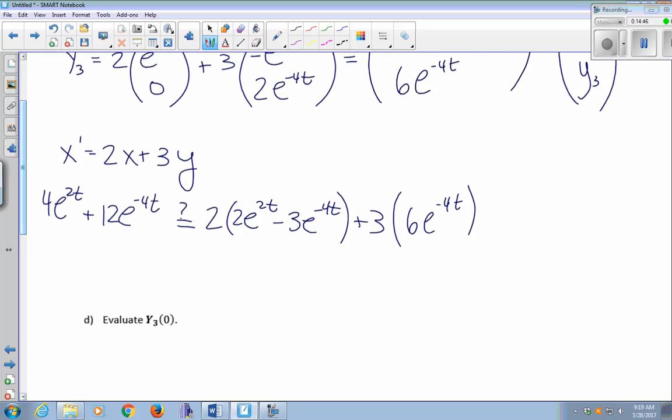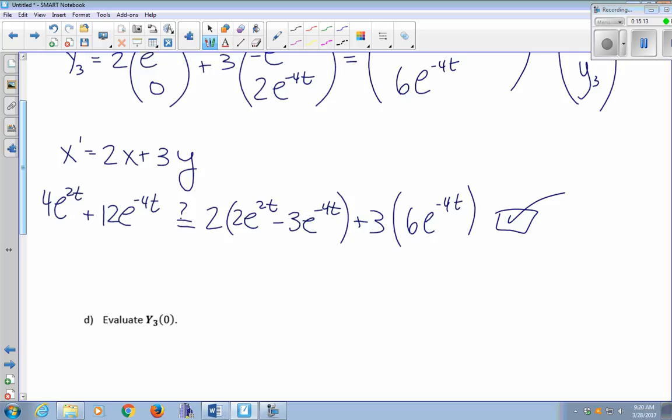Is that a true statement? Simplify. We do end up with 4e to the 2t. When you distribute this 2, you get a 4e to the 2t, so that part works. And then you have negative 6 e to the negative 4t plus 18 e to the negative 4t, which is 12 e to the negative 4t. So you do that out, that works.